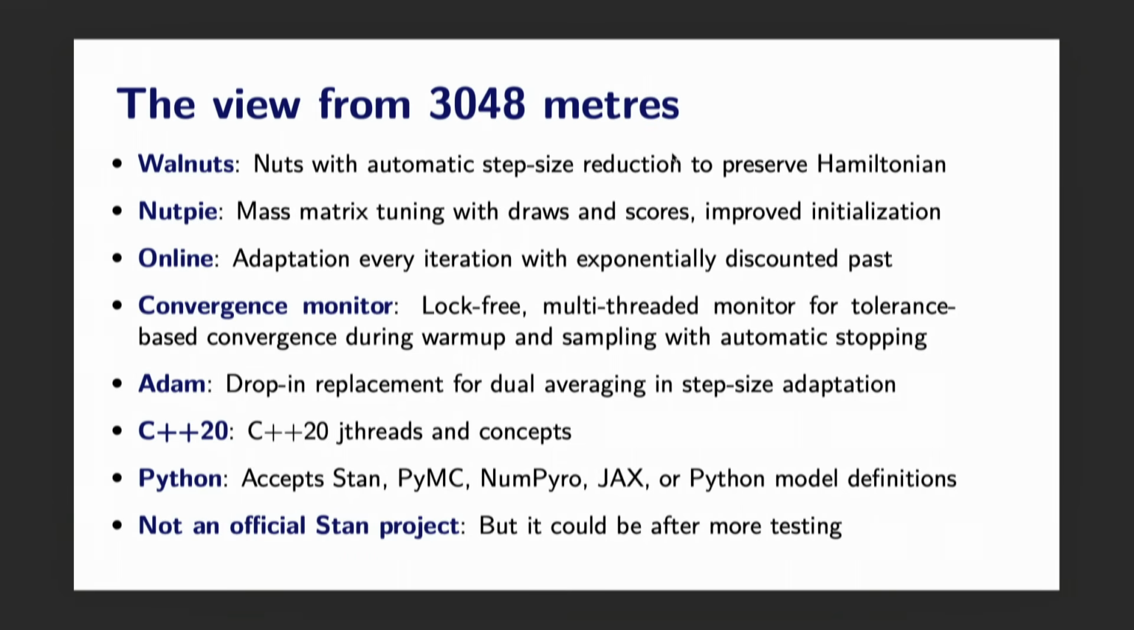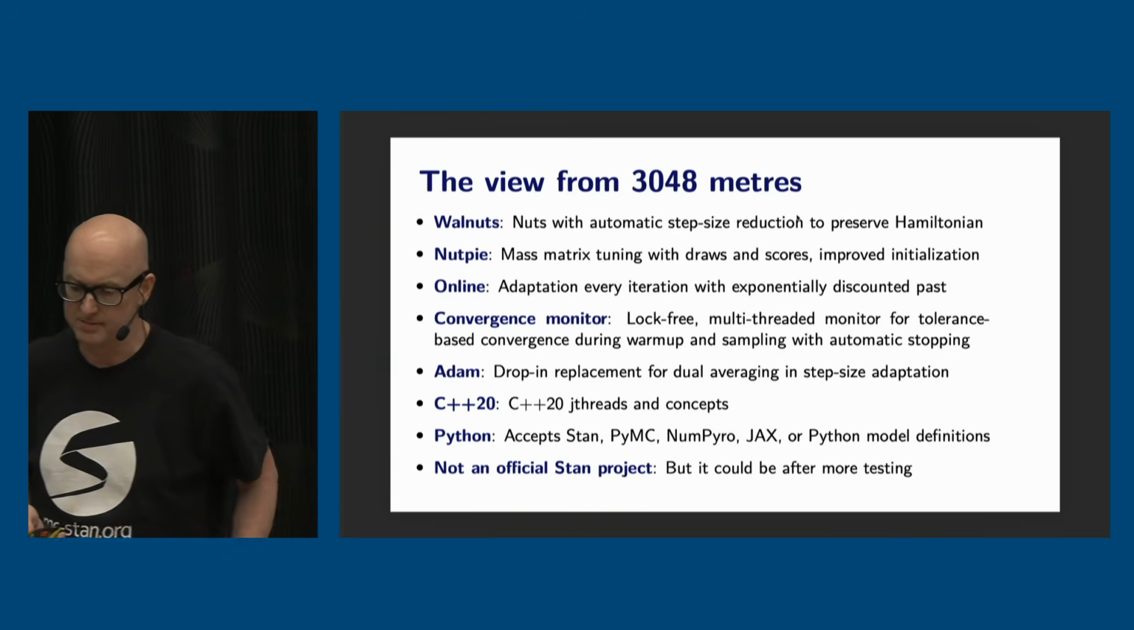So the view from 3,048 meters. We say the view from 10,000 feet in the States, but I figured I'd translate for this audience. So Walnuts is the new sampler that we've been working on for the last year. You can think of it as being like Nuts, but with automatic step size reduction to preserve the Hamiltonian. The same way Nuts expands the tree to make sure we get to a U-turn state, Walnuts is going to cut down the step size until we preserve the Hamiltonian. So what that's going to do is basically get rid of all the divergences you have in your models, right? If we need a smaller step size, you're going to get a smaller step size.